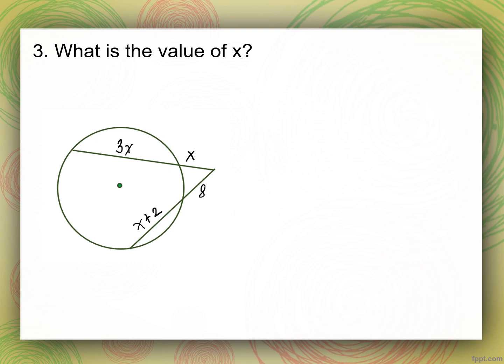Okay, let's have the last example. What is the value of x from the given figure? The figure has 2 secants, so we'll be using the secant power theorem. For the secant power theorem, we multiply the total length of the secant segment by the length of the external secant segment. Same thing with the other side. So let us write that one.